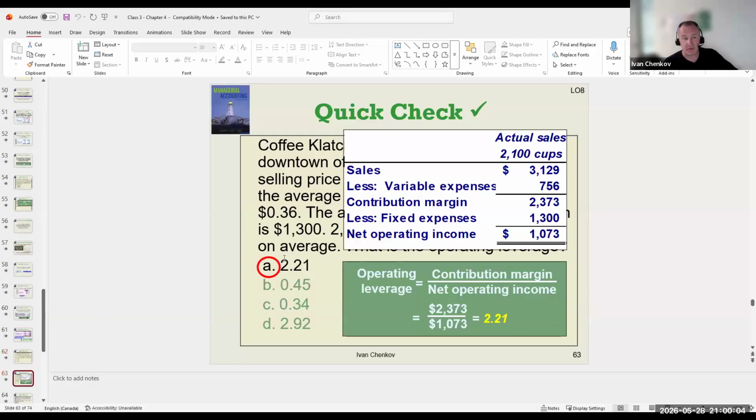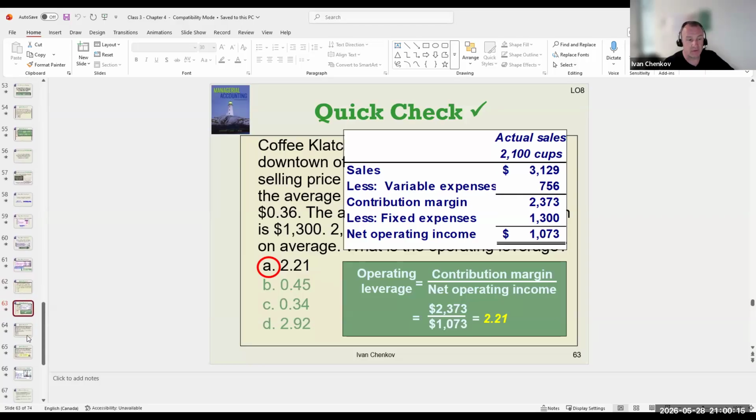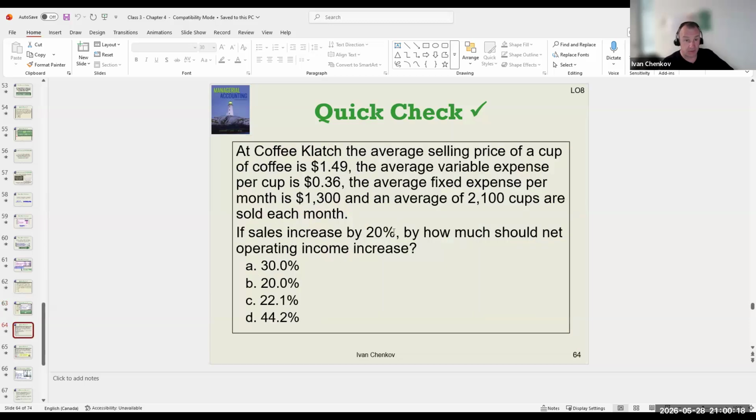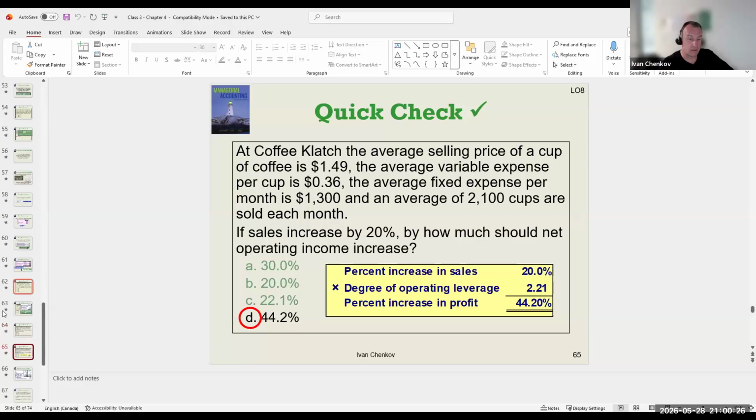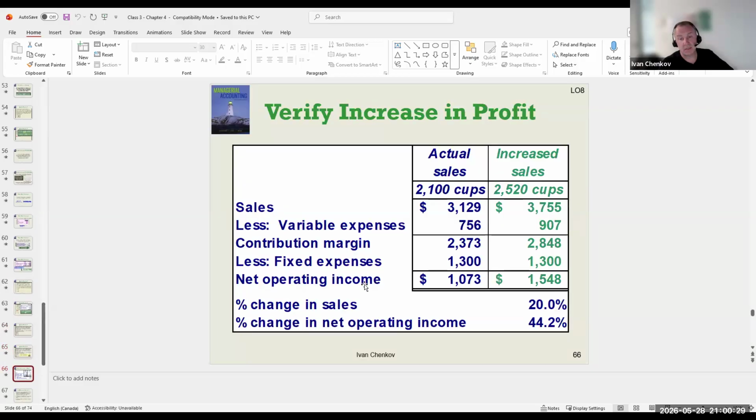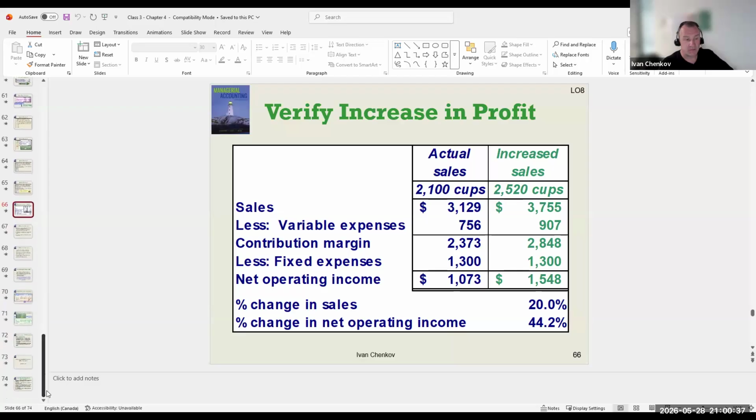So if we're using, again, operating leverage for our company, it's going to be 2.21, and the logic is contribution margin divided by the operating income, or how many times I have the contribution margin in the operating income. So if I want to increase now with 20%, the operating income is going to increase with 44.2%. And that's the rationale, how exactly that works. How the 20% increase in sales gives you that 44.2% increase in the operating income.